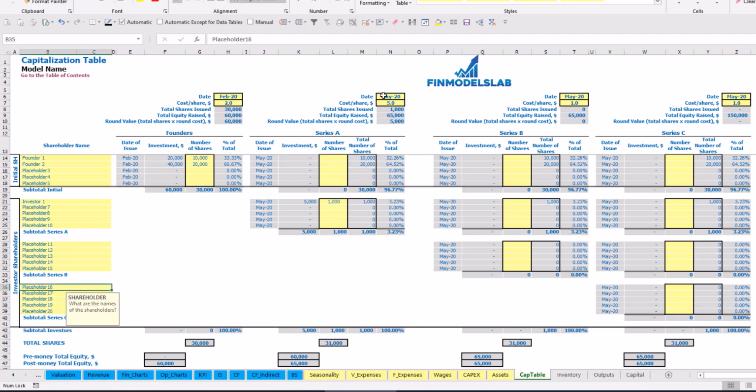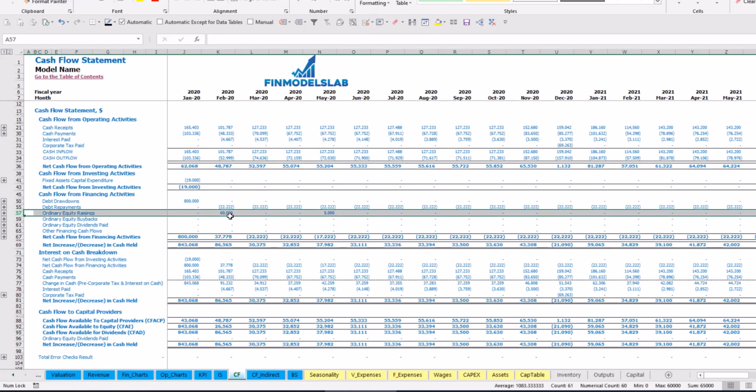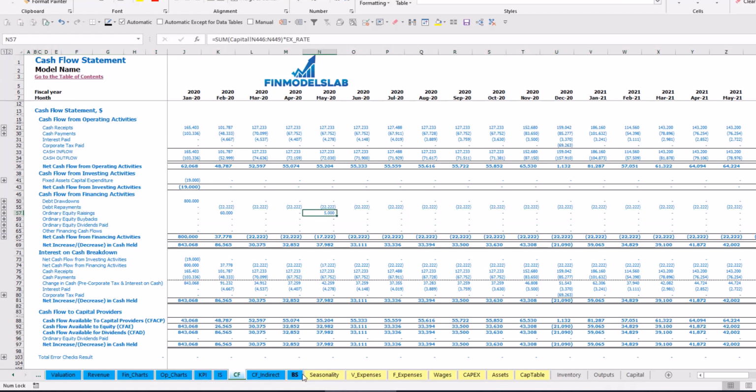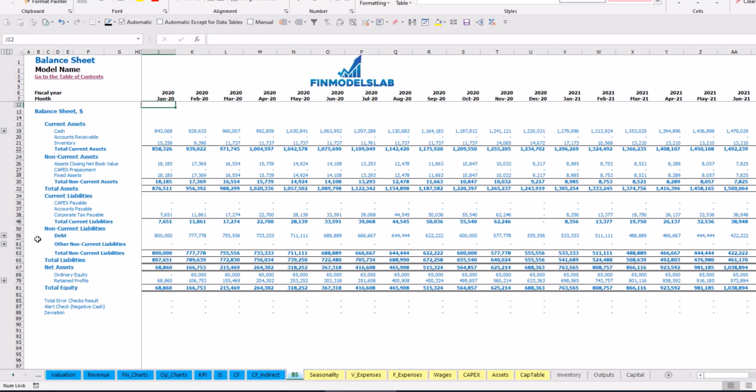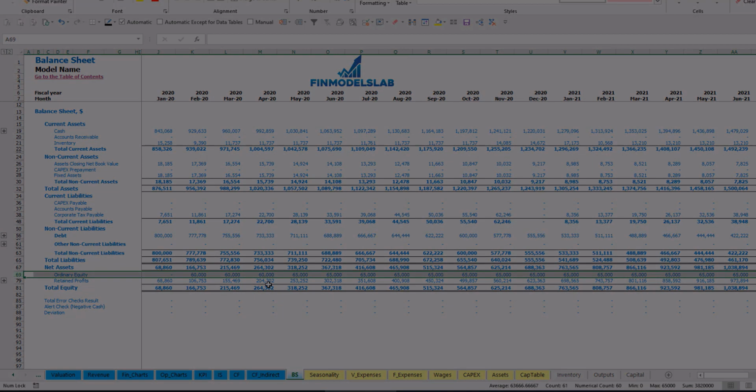You can also input some amounts for Series B and Series C. The same way you can set up the date, cost of share, and up to 5 placeholders for number of shares. The amounts of funding you may see in the cash flow, in the ordinary equity raisings, and you may see the balance sheet, which shows you the total equity by months.